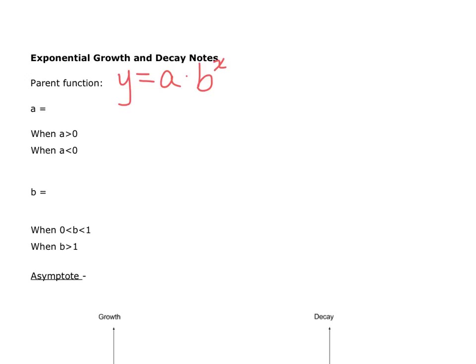And then what we're going to do is we're going to talk about what that a and b each mean. So the a value we saw on Monday when we were finding the number of squares and the area of the squares is the initial amount. So that's how much you start with in the problem. Yesterday we saw that it was also the y-intercept.